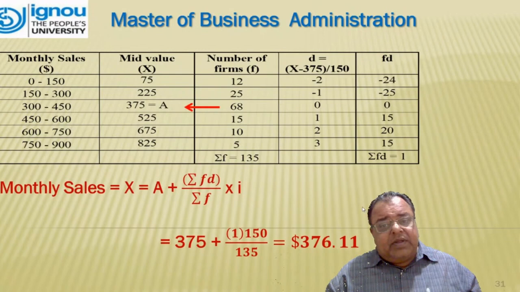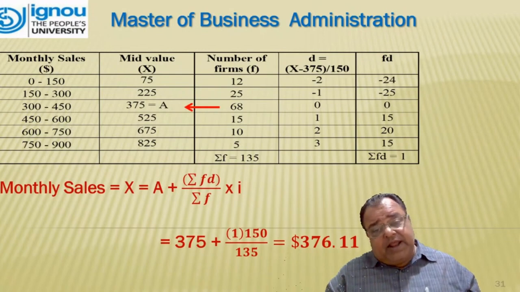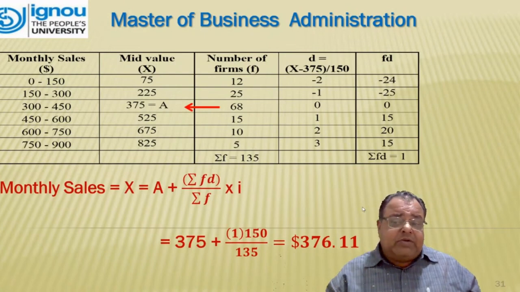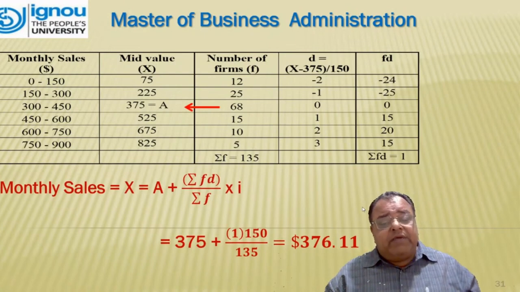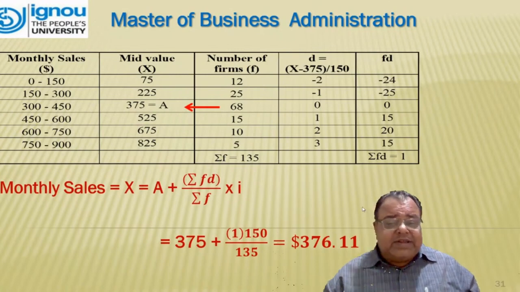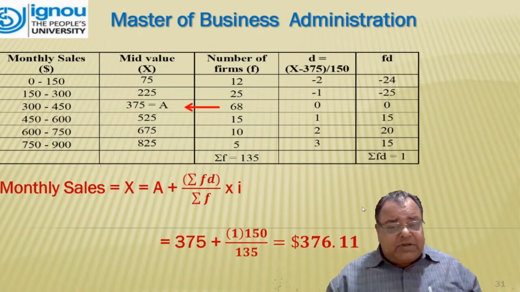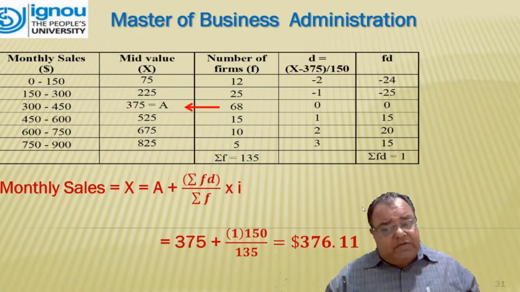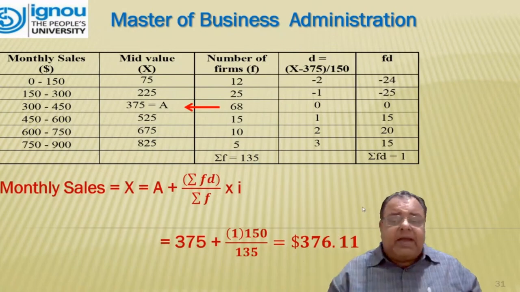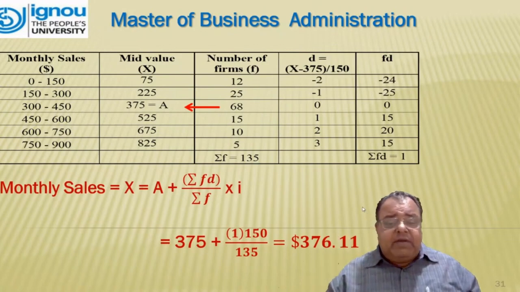Now, the last column is F into D, that means frequency multiplied by D. We are going to multiply 12 by -2, that is -24. 25 by -1, -25. 68 by 0, 0. 15 into 1 is 15. 10 into 2 is 20. And 5 into 3 is 15. So we will be summing up summation FD, and we will be summing summation frequency.